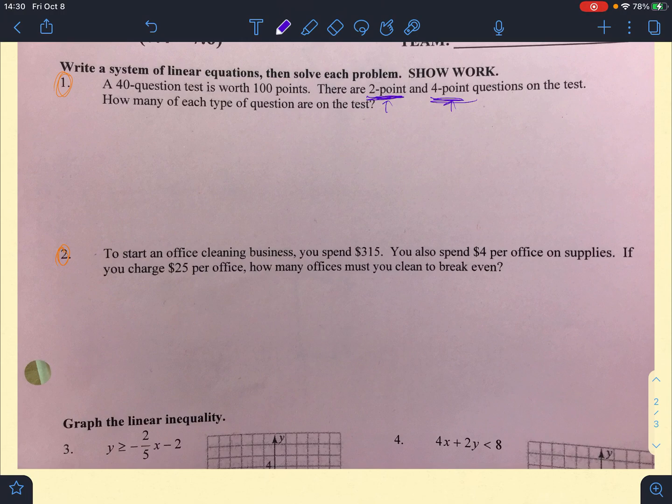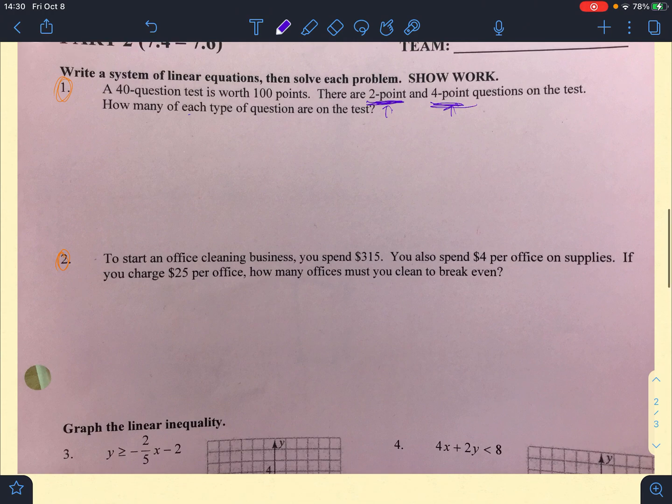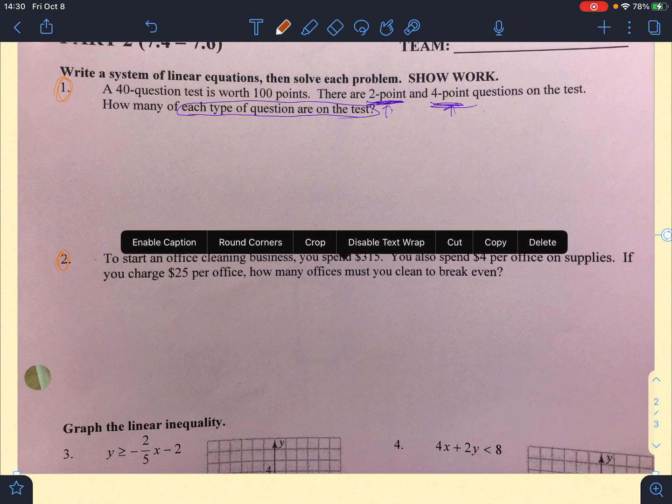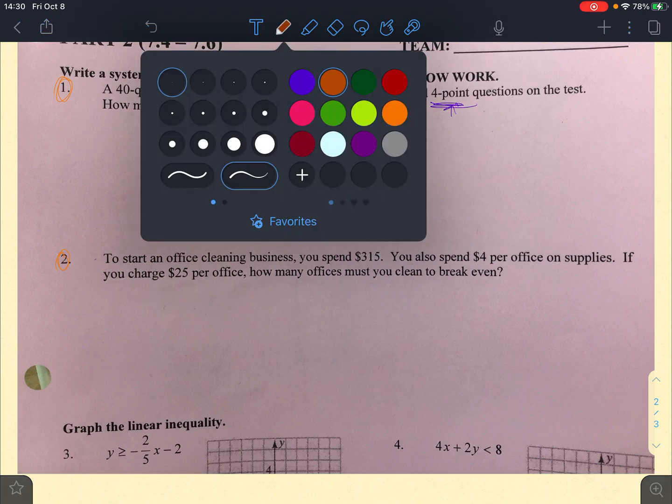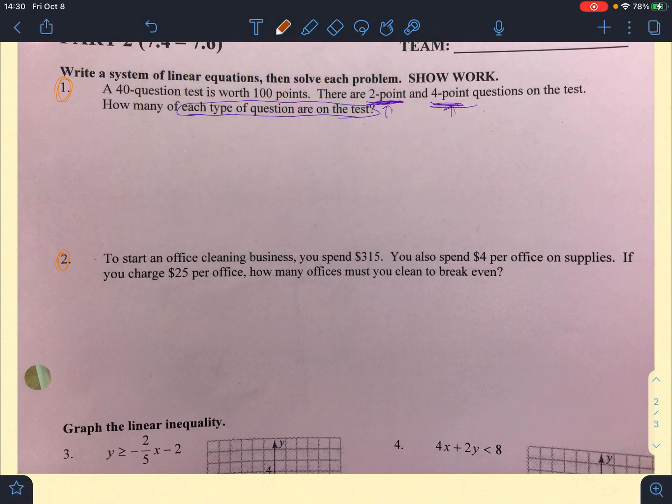But anyway, there's 2-point questions and there's 4-point questions. So how many of each type of question? Well, since we're asking that, that is obviously the unknown. That's what we're trying to solve for. Those are the unknowns. So let's talk about this. We can make up any variable we want, but let's call it small and big. Sure. Low and high. Let's call it low and high, L and H.